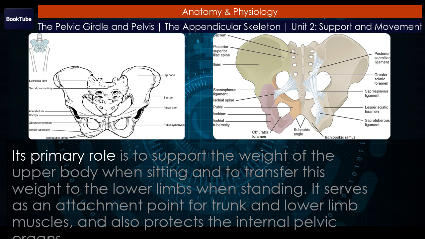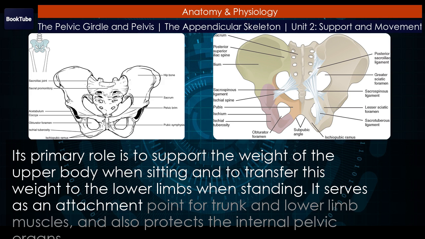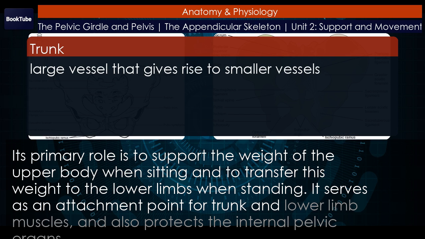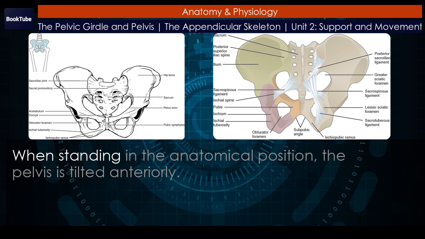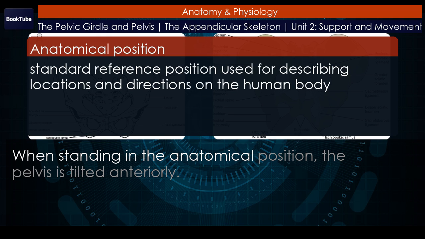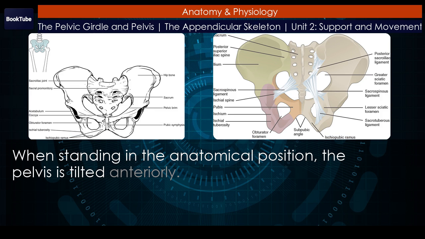The pelvis has several important functions. Its primary role is to support the weight of the upper body when sitting and to transfer this weight to the lower limbs when standing. It serves as an attachment point for trunk and lower limb muscles, and also protects the internal pelvic organs. When standing in the anatomical position, the pelvis is tilted anteriorly.